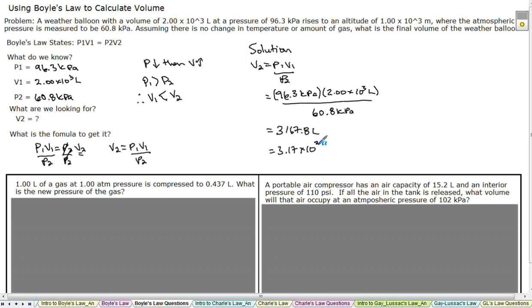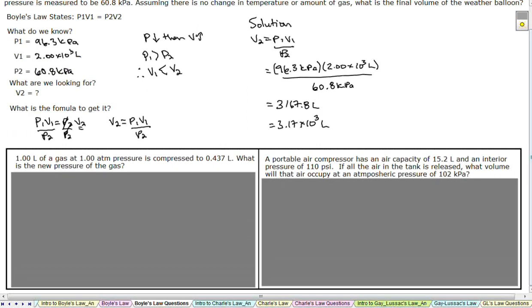So what we're going to do at this point is give you a couple of questions. You can pause to write these questions out. I'll pull back the curtains and give you a chance to see if you got the correct answer. So take a second to pause and write that out, and then I'll take it up. Look, our first, we have a liter of gas at 1 atmosphere pressure, and it's compressed down to 0.437 liters. So what is the new pressure of the gas?